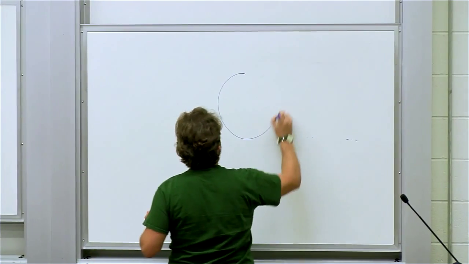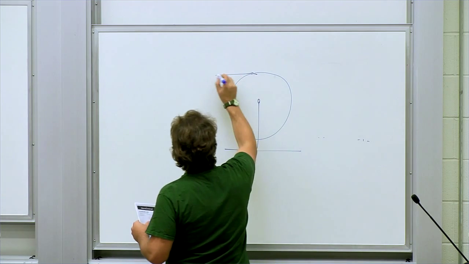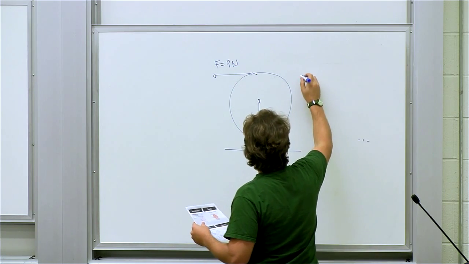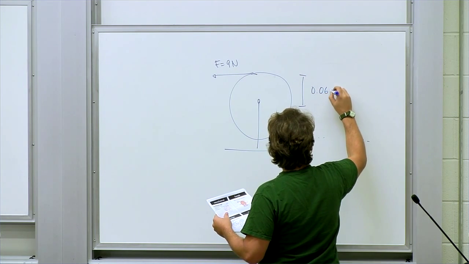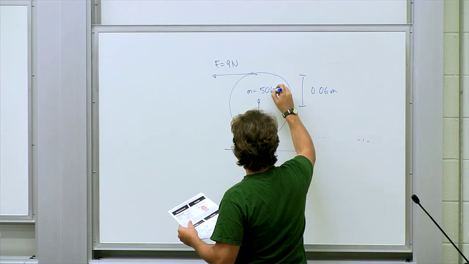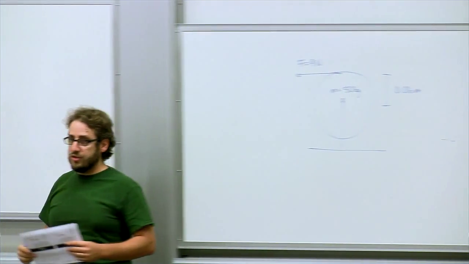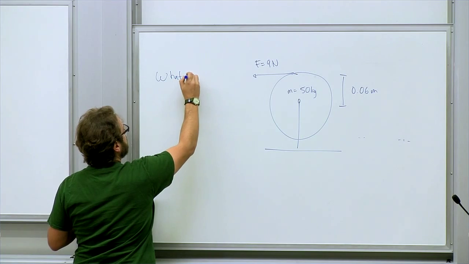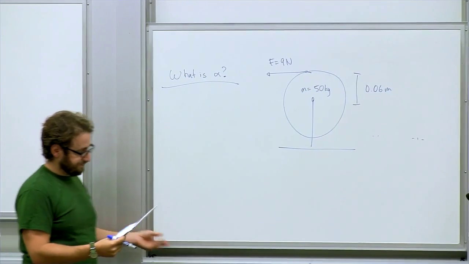So if you have, for example, a pulley that's attached to a table, and somebody says, I'm applying a force of 9 newtons to this thing, and this is 0.06 meters, and the mass of the pulley is 50 kilograms. And somebody says, okay, if I apply this force, 9 newtons, tangent to the edge of the pulley, what is my angular acceleration? So how do you calculate alpha there?